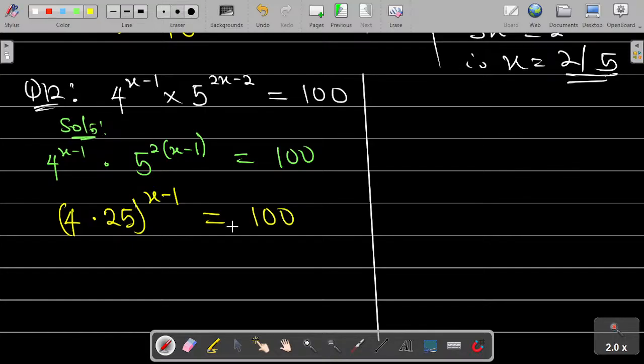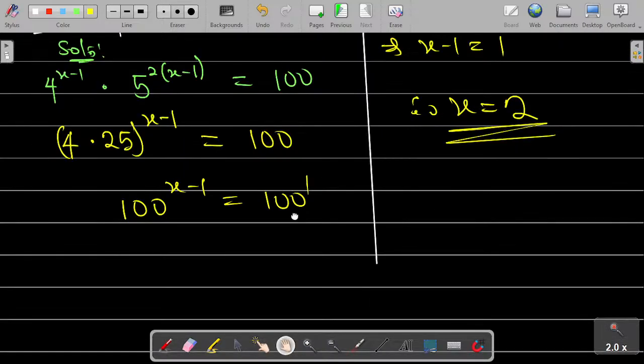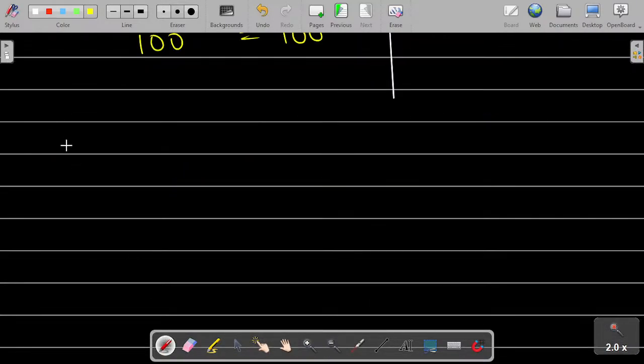This makes your work very beautiful. So of course 4 times 25 is 100, and this is equal to 100 to the power 1, and so you are done. x minus 1 is equal to 1, and our x alone is equal to 1 plus 1, which is equal to 2. Oh, this is amazing. All right, number 13.